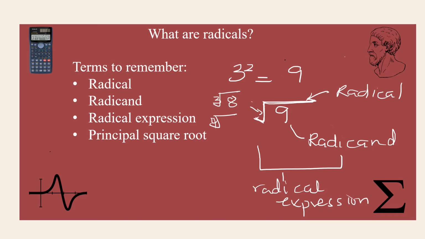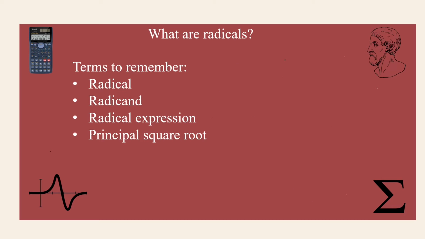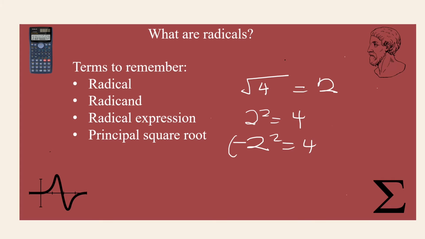Okay, so let's look at the last term, the principal square root. So for the principal square root, if you have something like the square root of 4, we all know that this is 2, right? But remember when I was saying earlier, we have 2 squared giving us 4, but we also have negative 2 squared giving us 4. And just so we know, the square here is affecting the negative as well. Okay, so we know this.